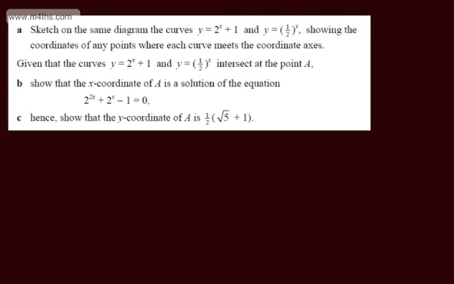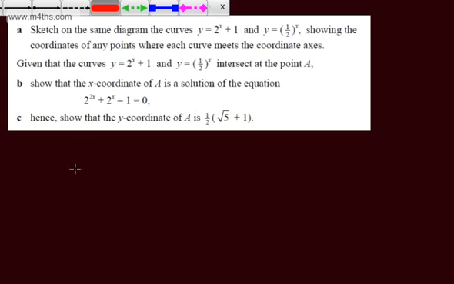In this video, we're going to do some more exam-style questions on exponentials and logarithms. In the first question, part A asks us to sketch on the same diagram the curves y equals 2 to the x plus 1 and y equals 1/2 to the x, showing the coordinates of any points where each curve meets the coordinate axis. Okay, let's start with 2 to the x plus 1.